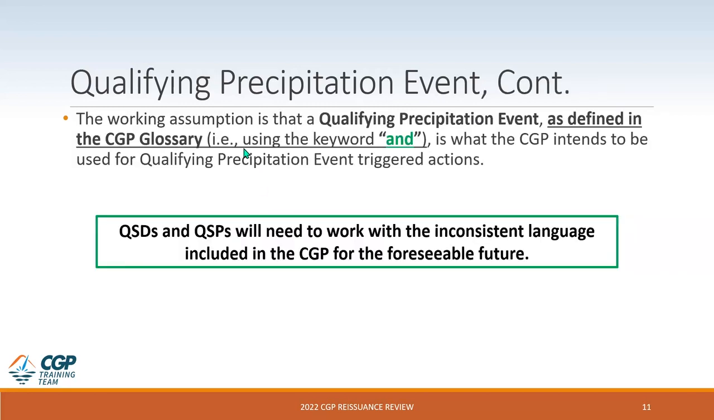The working assumption going forward here is that the qualifying precipitation event, as defined in the CGP glossary, that is the definition using the word "and," is what the CGP intends to be used for qualifying precipitation event triggered actions. QSDs and QSPs will need to work with the inconsistent language included in the CGP for the foreseeable future.